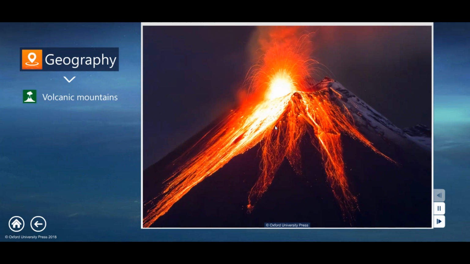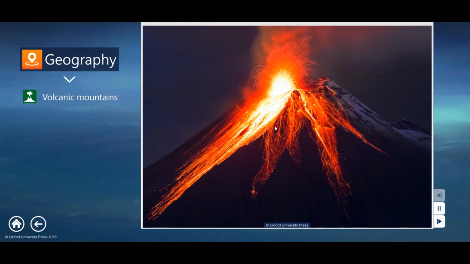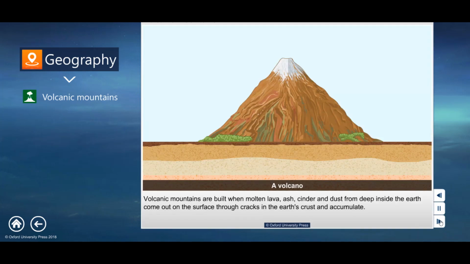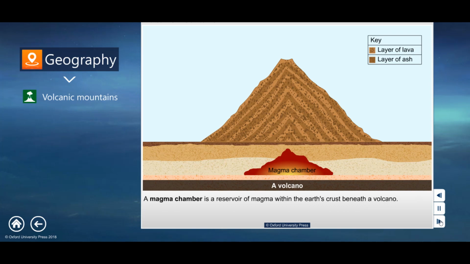Volcanic mountains. Volcanic mountains are built when molten lava, ash, cinder, and dust from deep inside the earth come out on the surface through cracks in the earth's crust and accumulate. A magma chamber is a reservoir of magma within the earth's crust beneath a volcano.